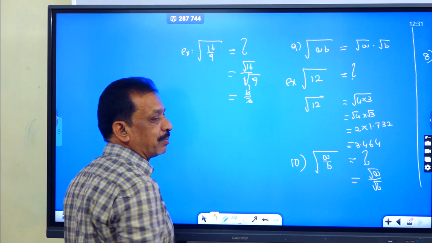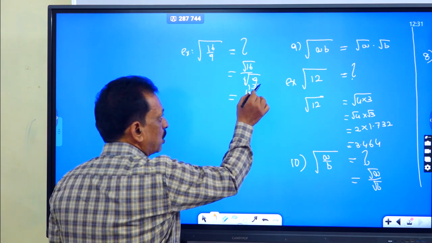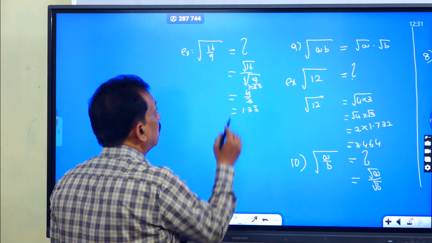1.33. 3 ones are 3, remainder is 1. Put a decimal point, 10. So 3 threes are 9, and like this it goes on. 1.33 bar, no end at all.